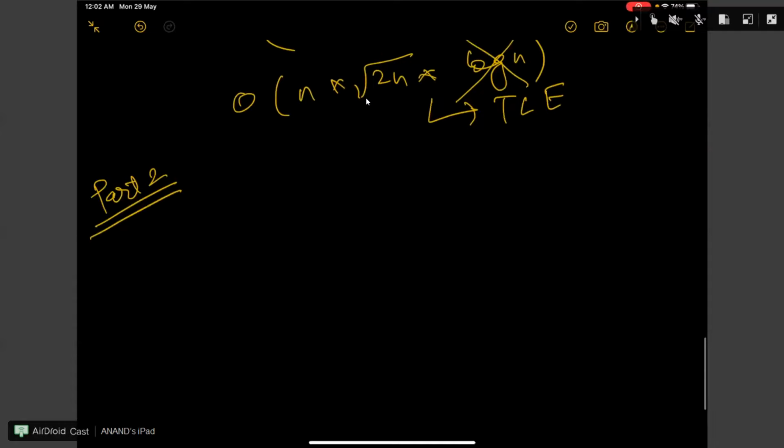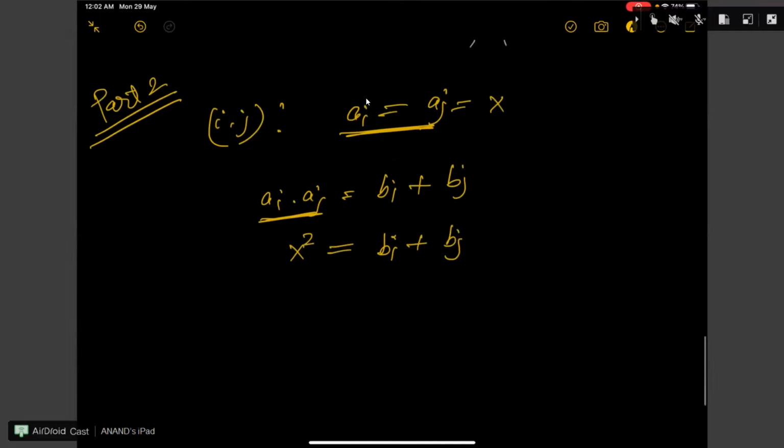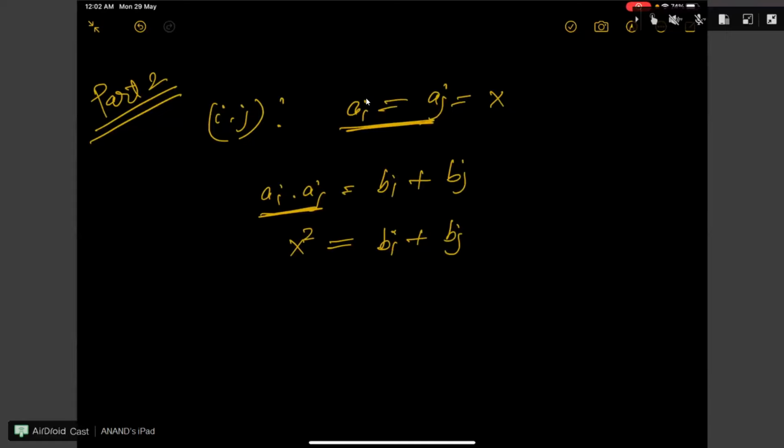In part 2 we are calculating those indices I and J such that AI is equal to AJ. We are considering only those indices. If AI and AJ are equal, let's say they are equal to x, the constraint is AI into AJ should be equal to BI plus BJ, but both of these are x, so it becomes x square. So x square is equal to BI plus BJ, right? So what we do here is that we just iterate over x.